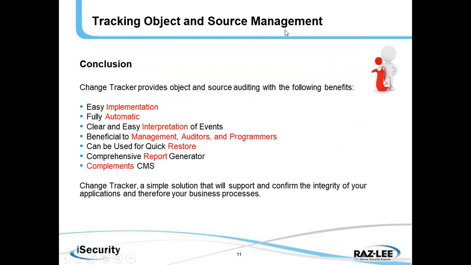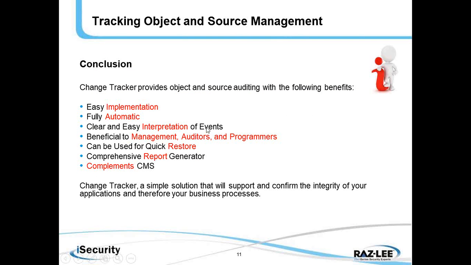Tracking object and source management. So what conclusion have we reached with regards to application integrity? Well, Change Tracker provides object and source auditing with the following benefits. Easy implementation. Easy implementation meaning no procedural changes in your organization. It's fully automatic. No manual intervention.